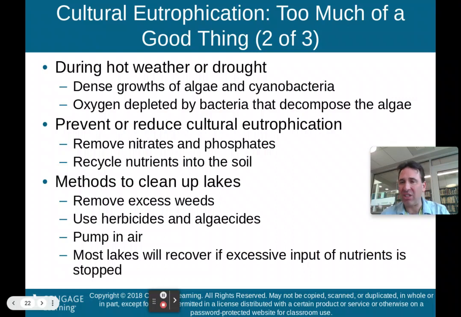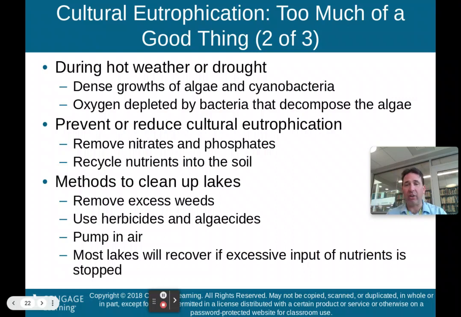So what are some methods to clean up lakes? Again, it's very expensive. Once you pollute something, it's much more expensive than just preventing the pollution in the first place. So you have to remove excess weeds. You have to use herbicides and algaicides to kill the algae in the water. You need to pump in air, because if you pump in air, what do you do? You increase the oxygen in the water, right? You increase that dissolved oxygen if you pump in the air.